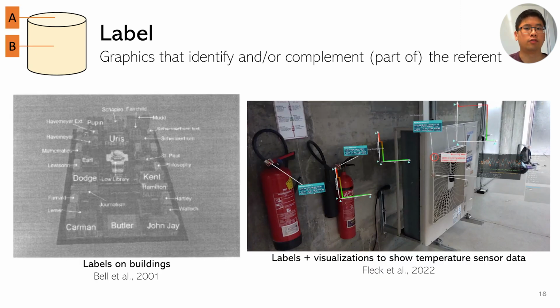Labels are perhaps the most straightforward and familiar pattern in the AR realm. The classical use is to indicate to the user what parts of the reference are what, most typically using text. Labels may also be combined with regular visualizations to provide further information about the referent.